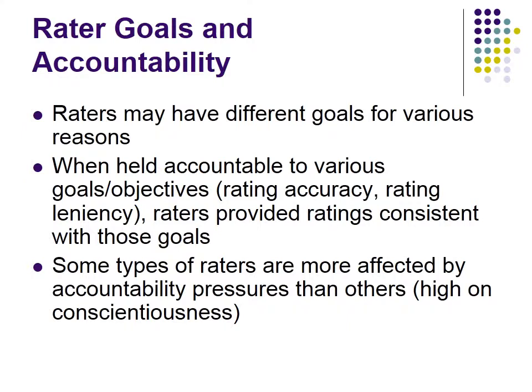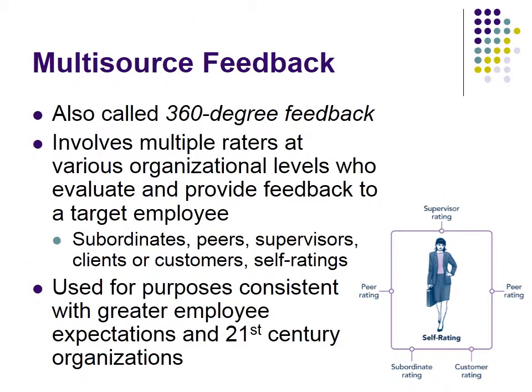What's also been found is that when you are held accountable to accuracy or fairness in your ratings, generally those ratings are also more likely to be accurate. In other words, they're more likely to be related to other more objective measures of performance. So, one of the answers to almost all the problems we've discussed in rating systems is the multi-source feedback. It's also often referred to as 360-degree feedback.